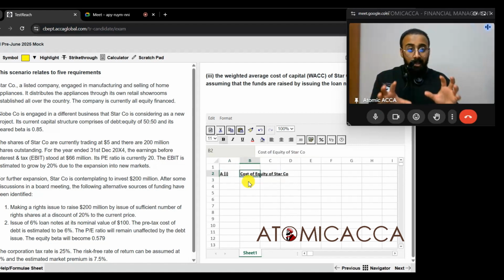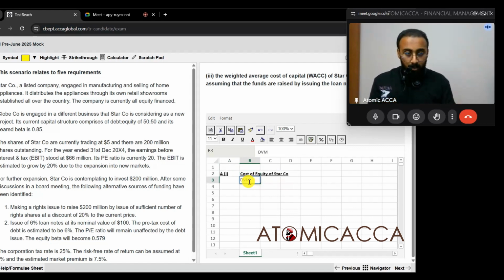Now, how can we calculate cost of equity? For calculating cost of equity, we have the DVM model or we have the normal CAPM model. Now, we don't have any information about dividend payouts or anything given over here. That means it's understood that the DVM model we can't use over here. So what do we have to use? We have to use the CAPM model. What is the CAPM model? CAPM says that we can take the risk-free rate plus the equity beta of the company multiplied by the risk premium. This is how we can get the cost of equity from this one.